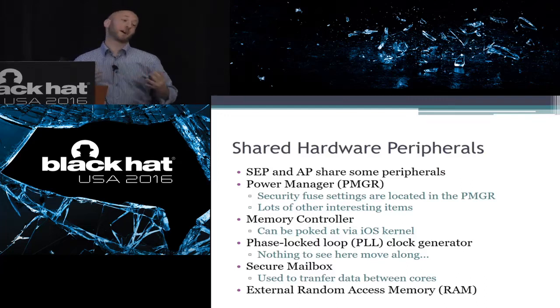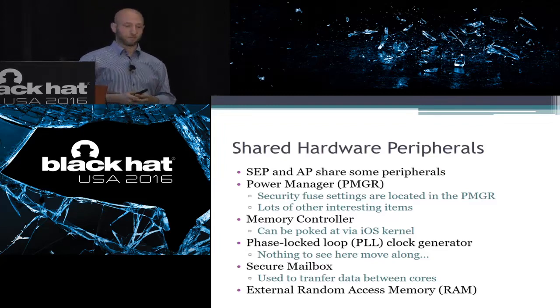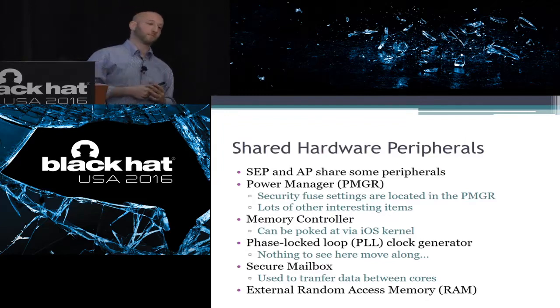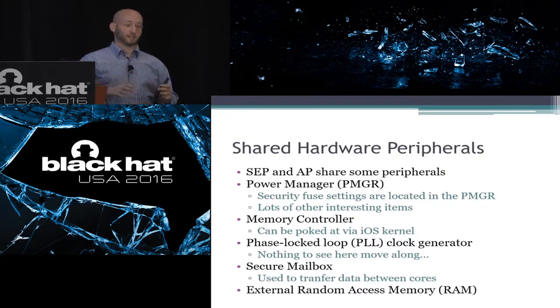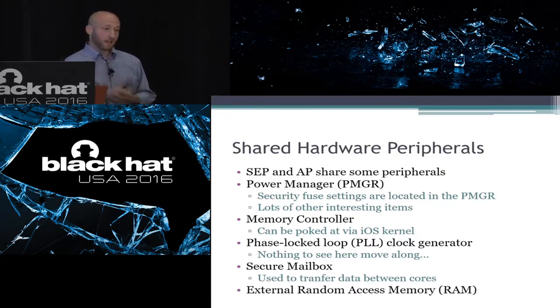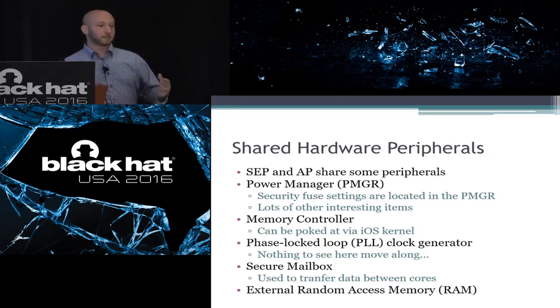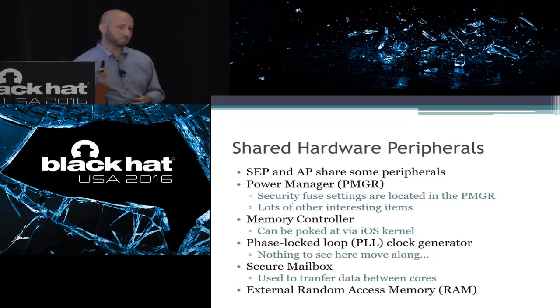Now, while it does have dedicated items, it does share a fair amount with the AP. The big one is the Power Manager, which to me is really interesting because the security fuse settings are located in the Power Manager. And there are other neat things in there as well. It shares a memory controller that can be poked at from the AP. It shares the PLL, so effectively the whole clocking of the chip, which again can be played with from the AP. It has a shared secure mailbox, a piece of hardware that allows the two cores to communicate. And finally, it shares external RAM.